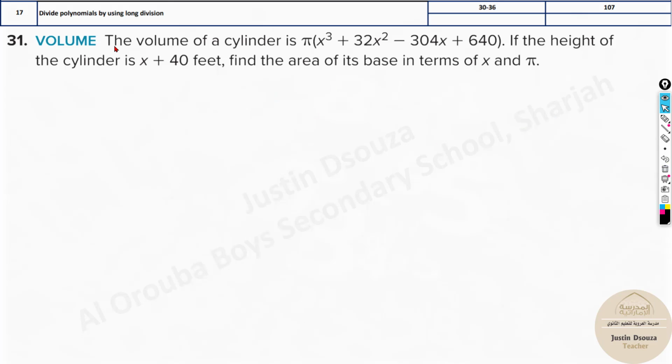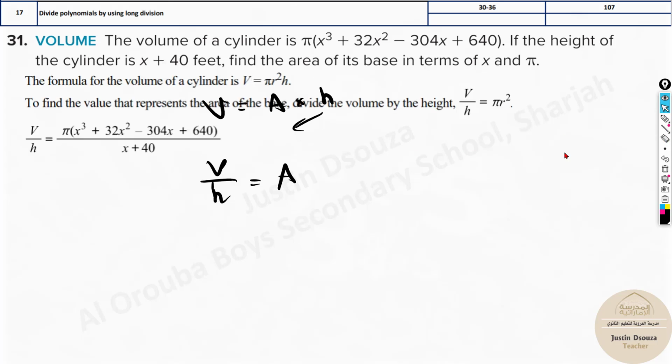Now the next problem here. The volume of a cylinder is given by pi into this term. If the height of the cylinder is so much, find the area of its base in terms of x and pi. Now, what is the area formula in terms of volume and height? See, I will write area into height is equal to volume. We know this is the formula, right? Now, we know the volume, we know the height, we need the area. Take the h to the other side, it will be V divided by h is equal to area. This is the concept. So basically divide this by this.